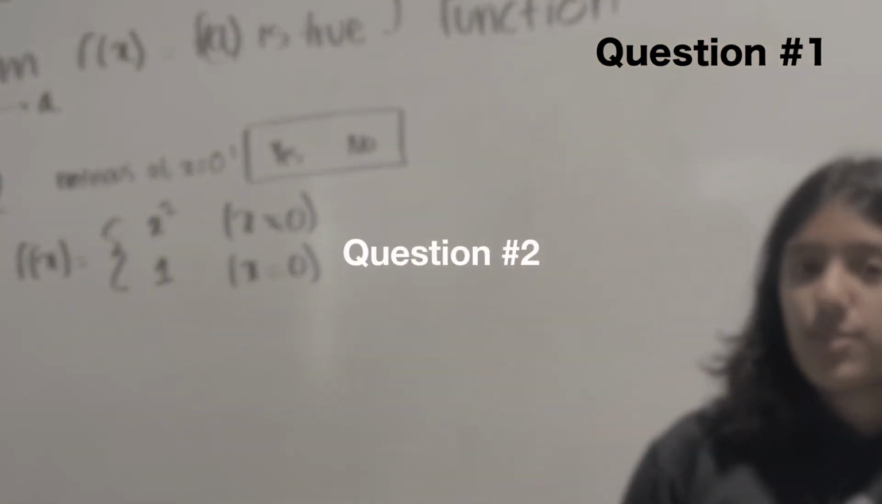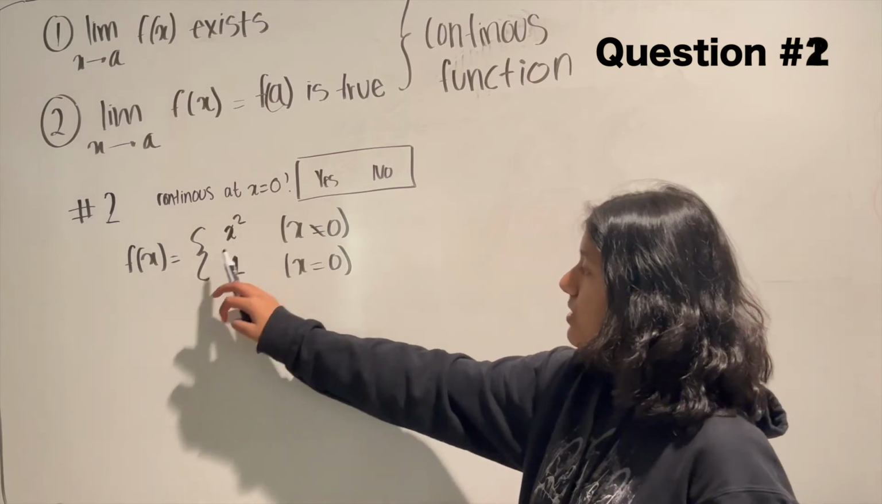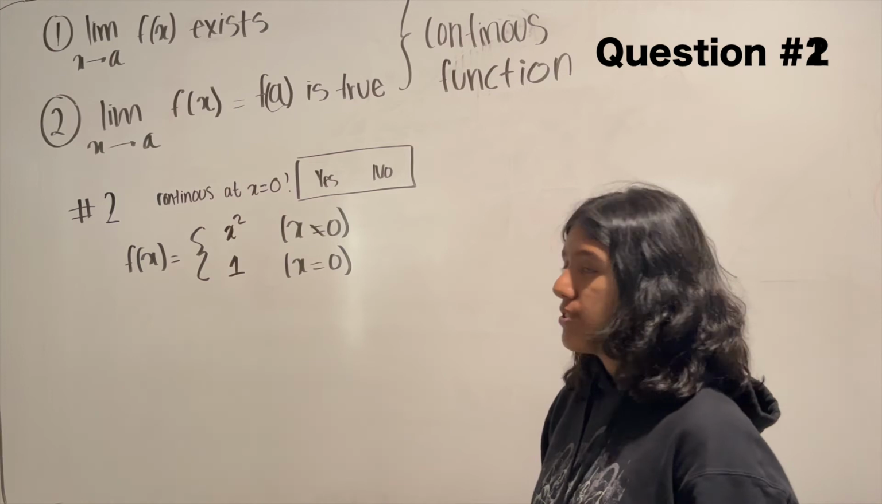All right, so question number 2. Question number 2 states that f of x equals x squared when x is not equal to 0, and equals 1 when x equals 0.